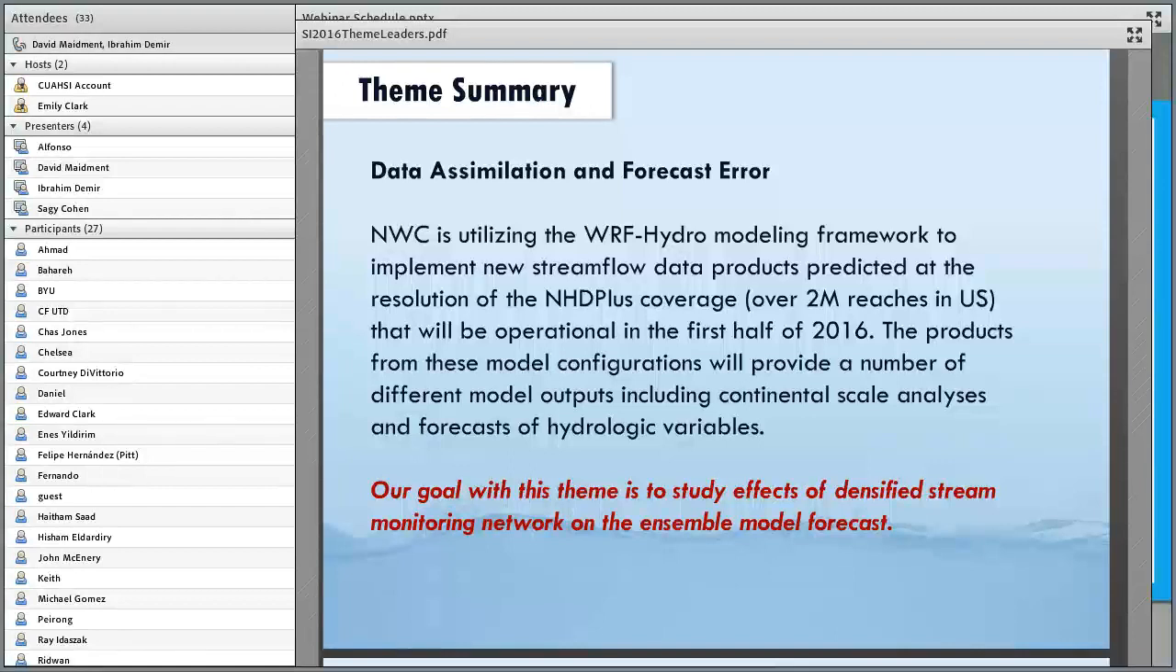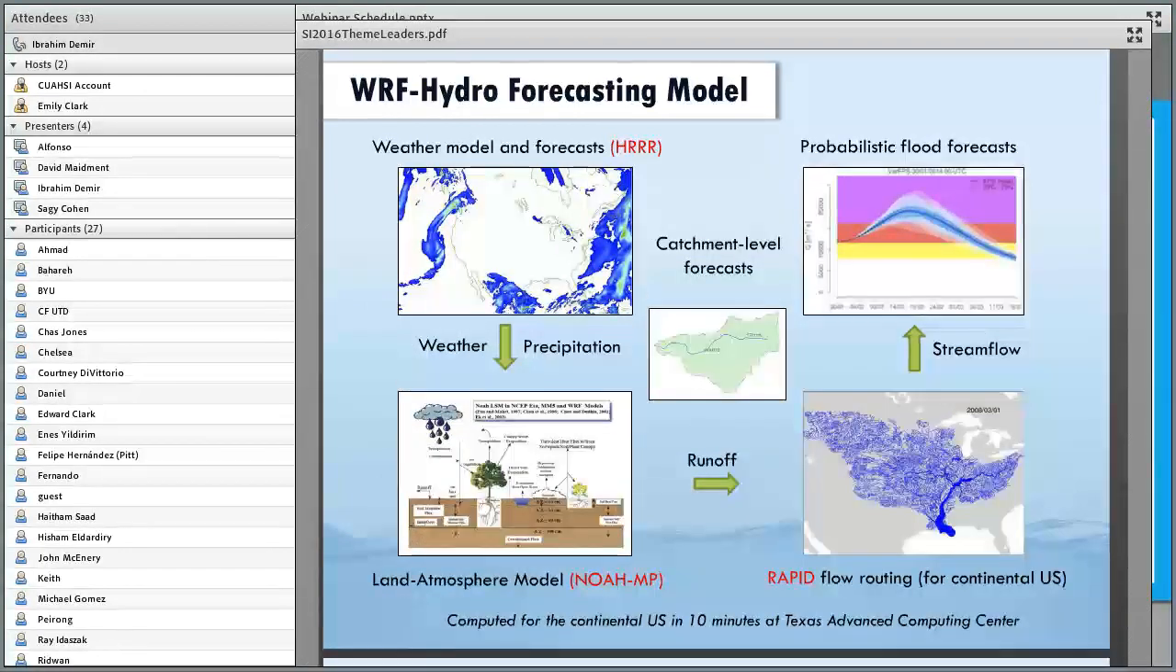And the products from these model configurations will provide lots of different model outputs, which include continental scale analysis and forecast for the hydrological variables. And in the next slide, this is the slide that we shared from the previous presentation and also today, from David, that with the WRF-Hydro model, we would like to ingest the data from the dense network from the state of Iowa, where the Iowa Flood Center deployed over 250 additional sensors as a complement to the USGS stream gauge locations, and almost doubled the number of monitoring stations in Iowa, around 500 locations where we can get real-time stage values.